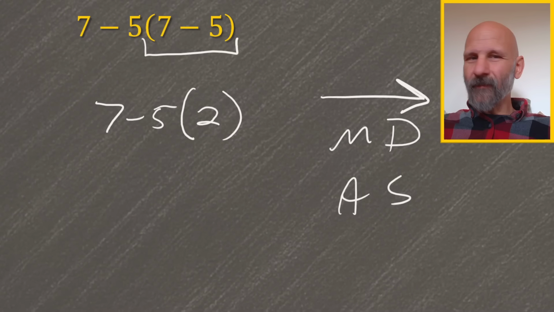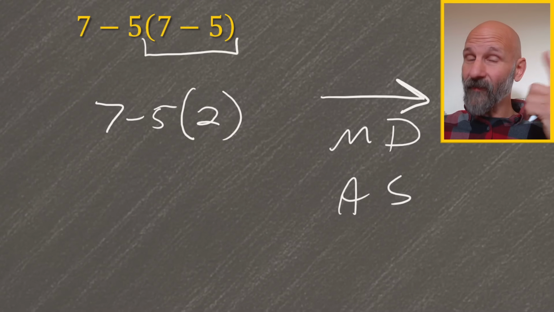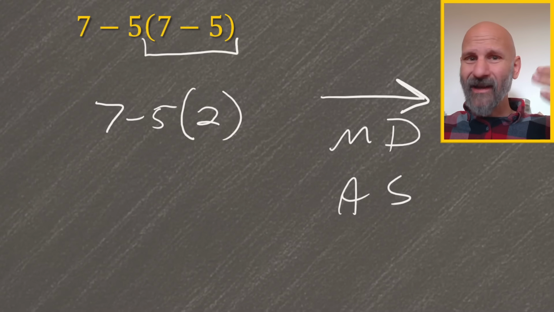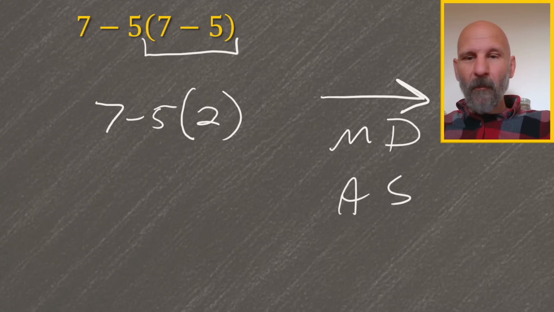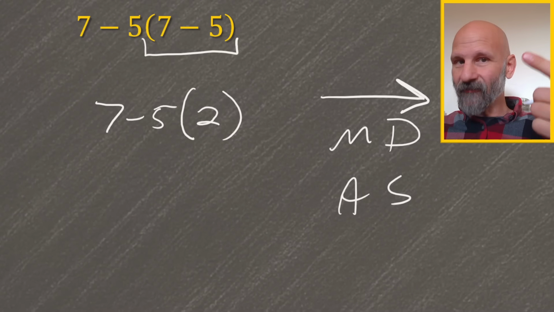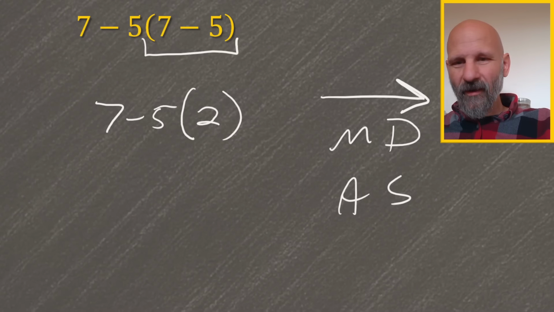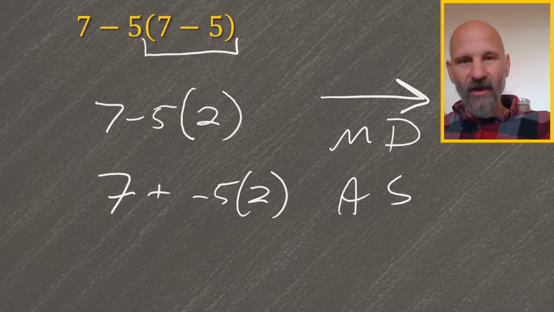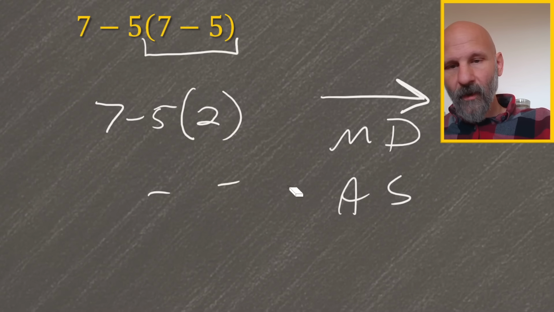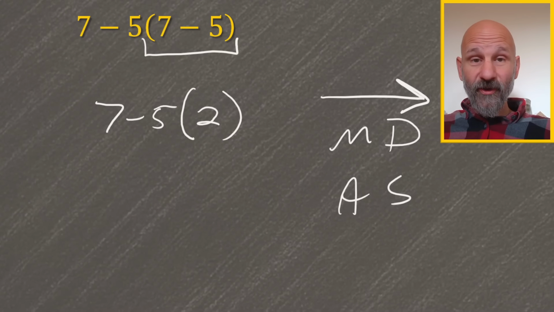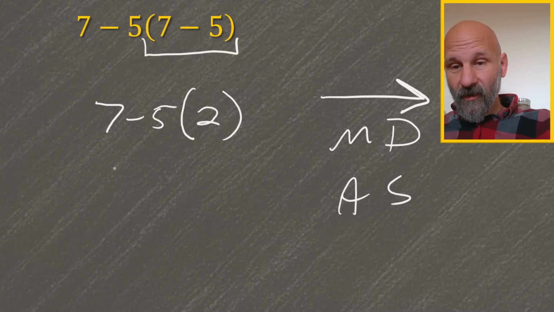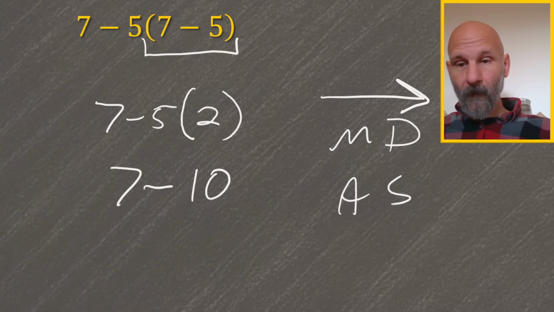Okay, now in this one, there's only one multiply divide, and it's the negative 5 and the 2, because we want to make sure that the minus stays with the 5. So you can look at it as 7 minus 5 times 2, or 7 plus negative 5 times 2. Just another way of looking at it. Either way, we get 5 times 2, or a negative 5 times 2, so 7 minus 10.